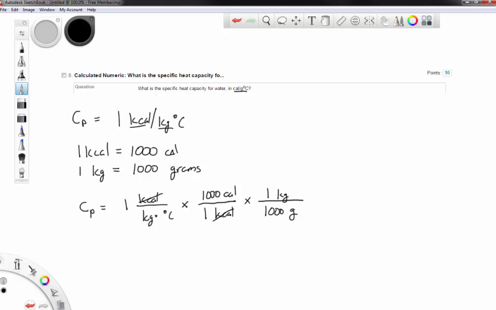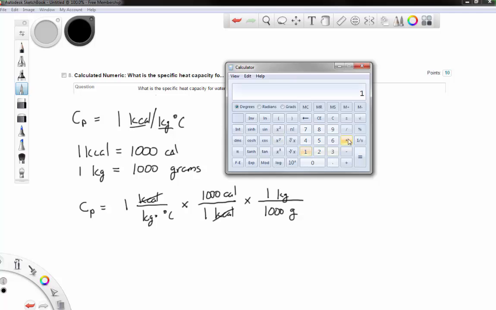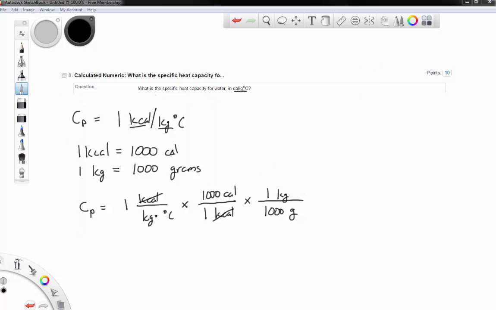I guess you might want your calculator in order to do this. Let's see here. We have 1 times 1,000 times 1, so that takes care of the top, divided by 1 divided by 1,000. Looks like the answer is 1. So our specific heat capacity for water is 1 calorie per gram degree Celsius.